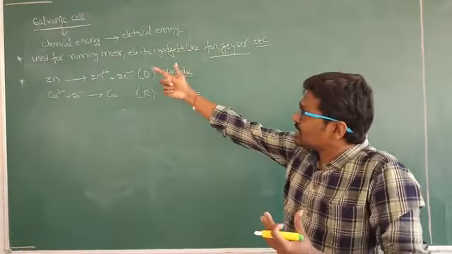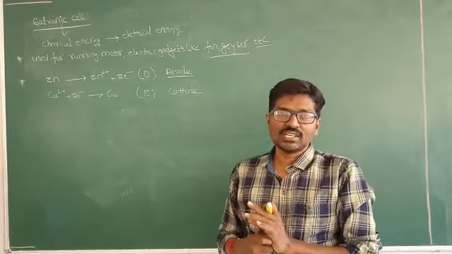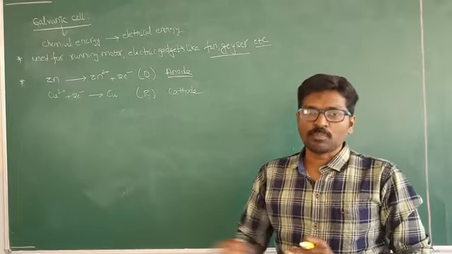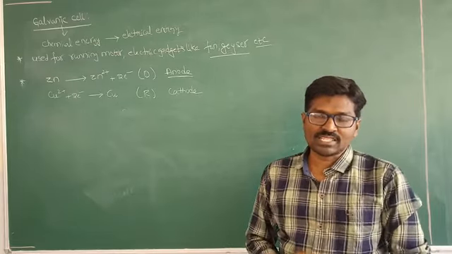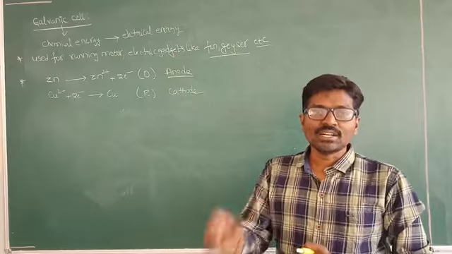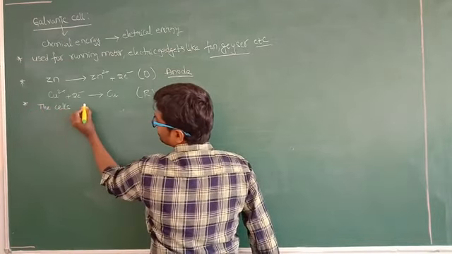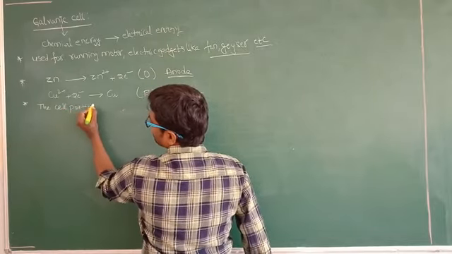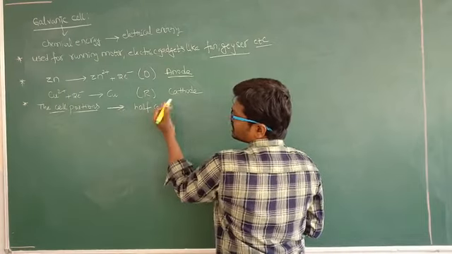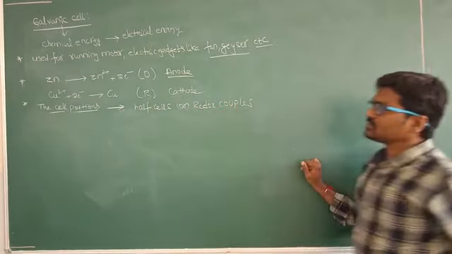Now in galvanic cells we are taking two vessels, or two cells. Whatever cells we use in these reactions are called half cells, or they are also called redox couples. The cell portions which are used in the galvanic cells are called half cells, or also called redox couples.